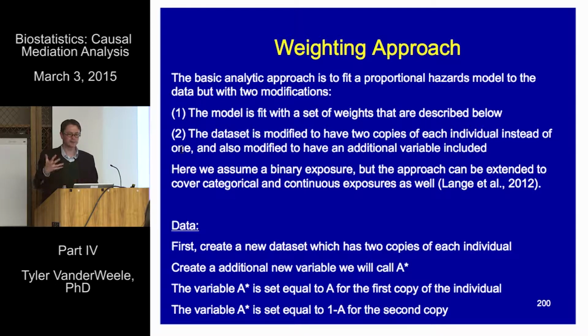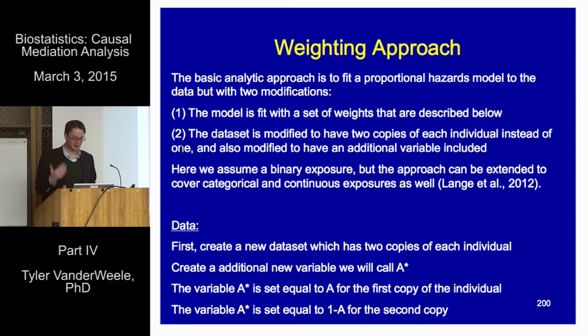And the analytic approach is as follows. We're going to essentially just fit a proportional hazards model to our data, but with two modifications. The first is that we're going to weight our observations using some weights described below. And the second is that we're actually going to modify the data set so that there are two copies of each individual, and we're going to sort of add another variable in.